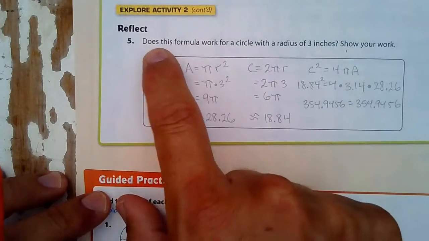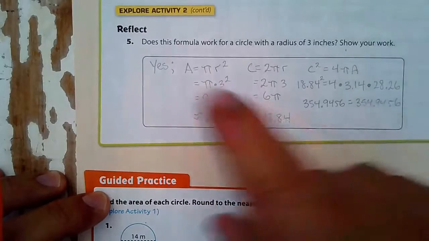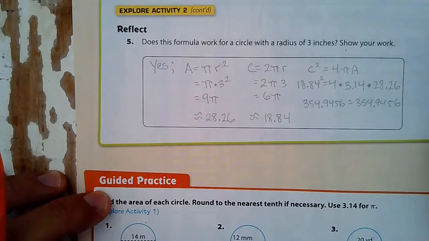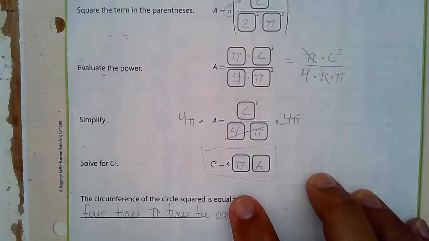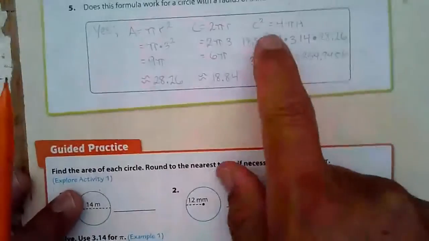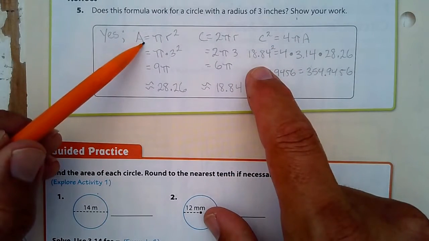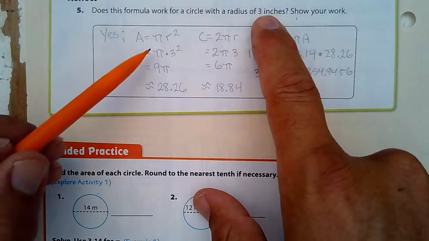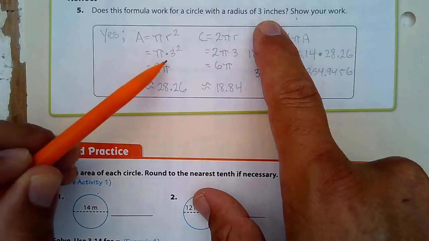Does this formula work for the radius of 3 inches? So, I say yes. And right here, this relationship is getting used. Take a look at this. But I'm going to get to that in just a moment. So the area of a circle with 3 inches: pi, okay, there you go.